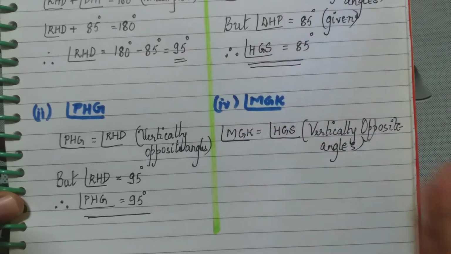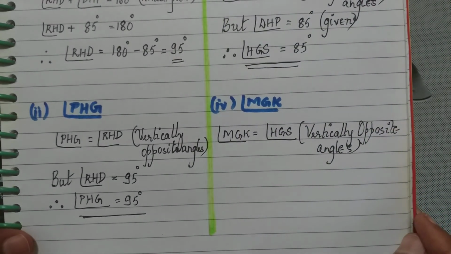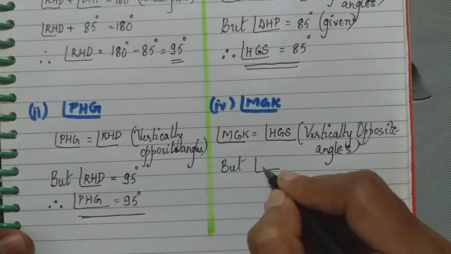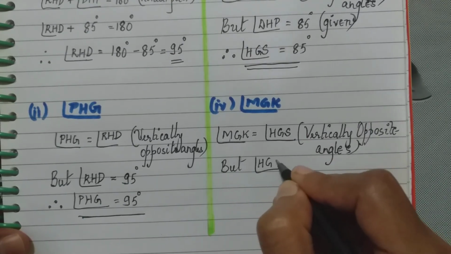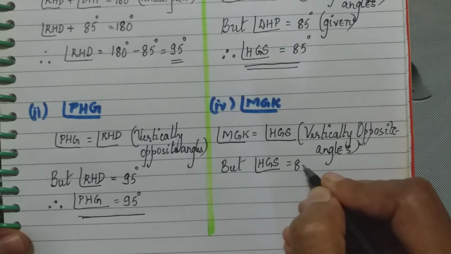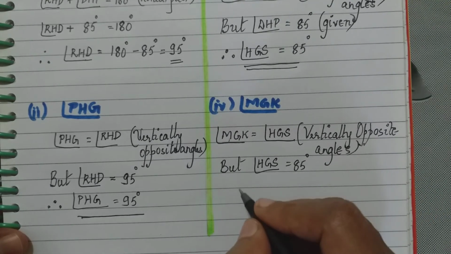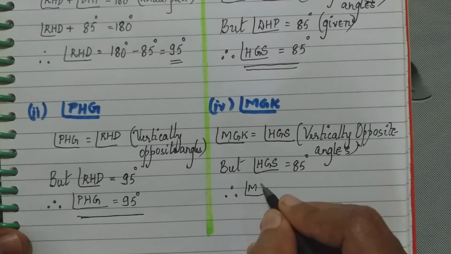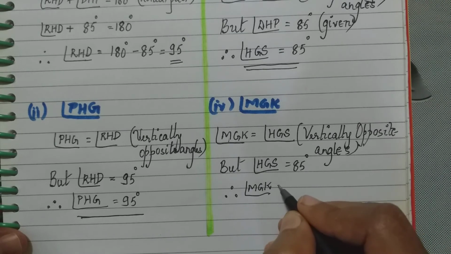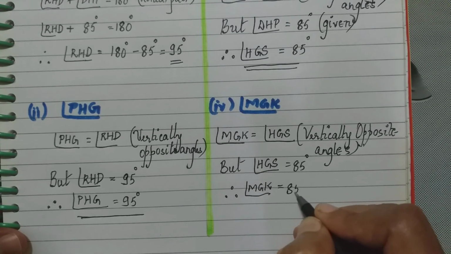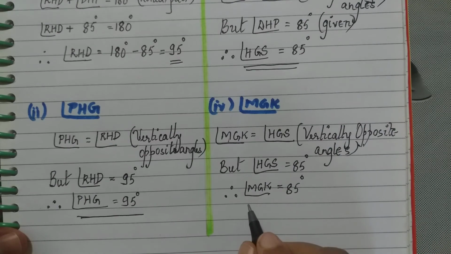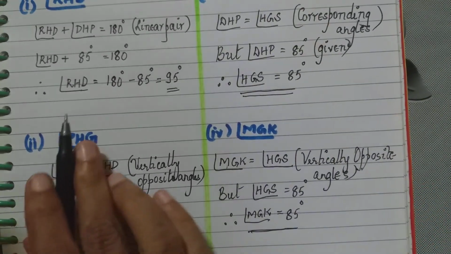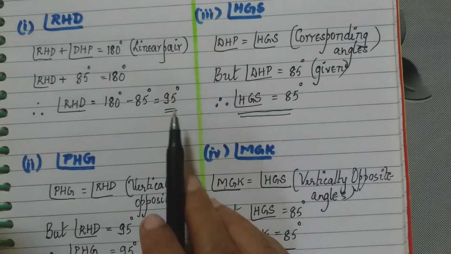But angle HGS, just now we have found out, is 85 degrees. Therefore, angle MGK is also equal to 85 degrees. So we have found the measures of all the four angles: angle RHD is equal to 95 degrees.